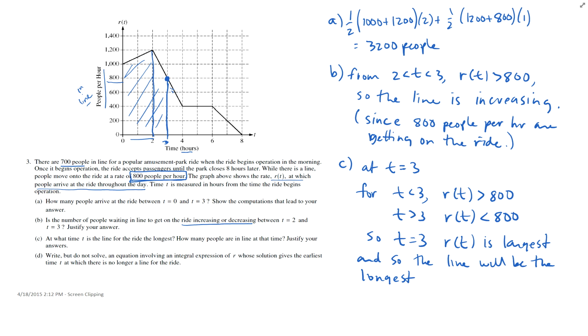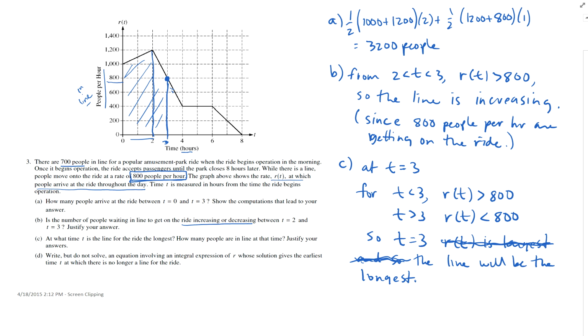I guess that's not technically right, because it's not that r of t is the largest, because r of t is the largest at 2. It's t equals 3. Let's do this instead. The line will be the largest because r is the rate at which people go into the line. So since it's greater than 800 before 3, and after 3 it's less than 800, and 800 people are getting onto the ride, the line will be the longest at that moment. So that would be sufficient right there.